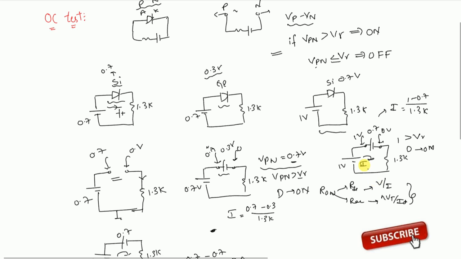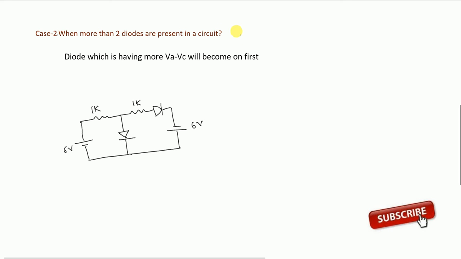Now here there is only one diode, so it is in on condition or off condition. What if in a circuit there are more than one diode? Like there is a diode here, there is a diode here. So how to find the states of the diodes in this condition? Let's move forward. So case 2, when more than one diode is present in a circuit.